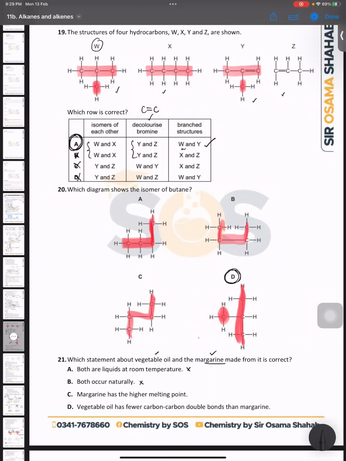No, you need to make margarine. Margarine has a higher melting point. This should be the right one. You can see that the margarines are actually in solid state, so definitely they have a little bit greater melting point. C would be the right answer.